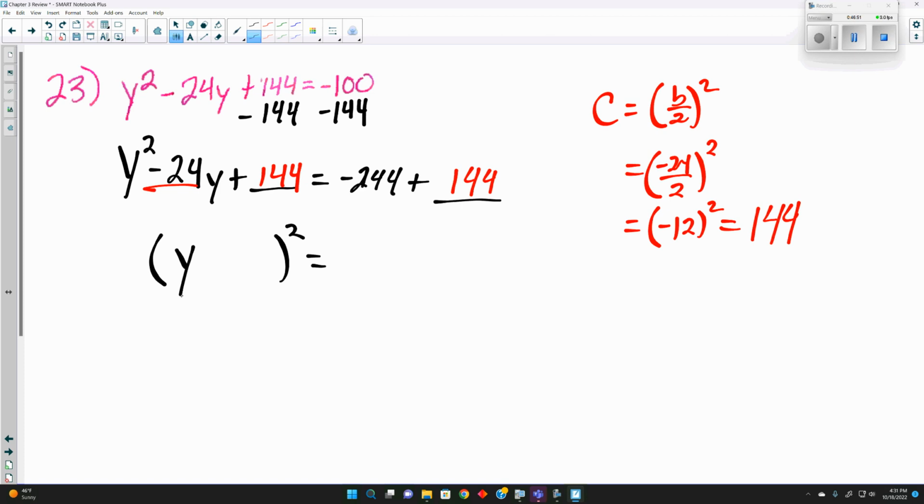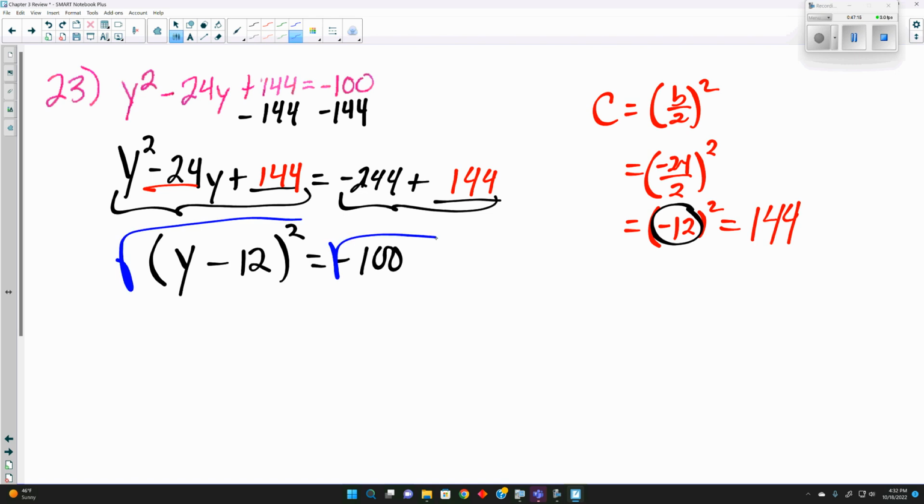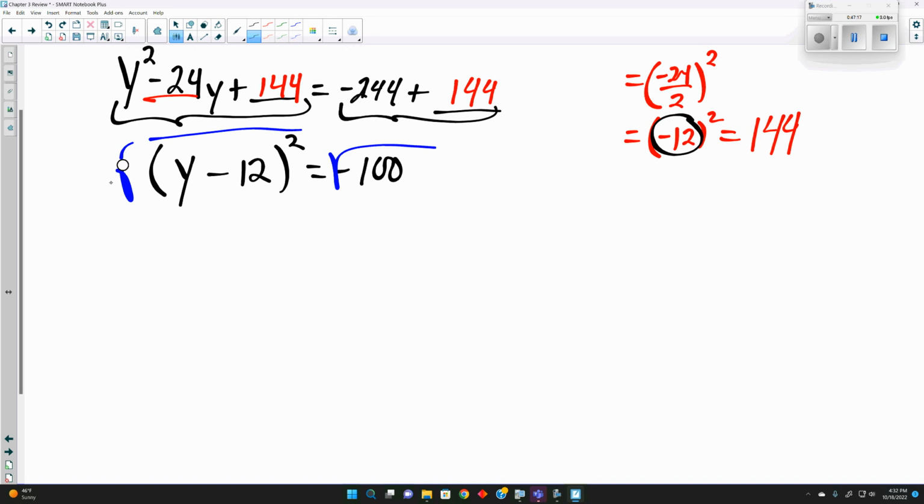Now, whenever we factor this, again, we're wanting to find the value of c to make it a perfect square trinomial, which, incidentally, it already was. And what goes in place with the y is whatever we have in the parentheses before we square it. So here we'd have negative 12. And well, negative 244 plus 144 is, well, negative 100. Now at this point here, we can take the square root of both sides, because the square root and square will cancel, leaving us with y minus 12 is equal to plus or minus, because again, whenever we take the square root of both sides, we have to include the plus or minus.